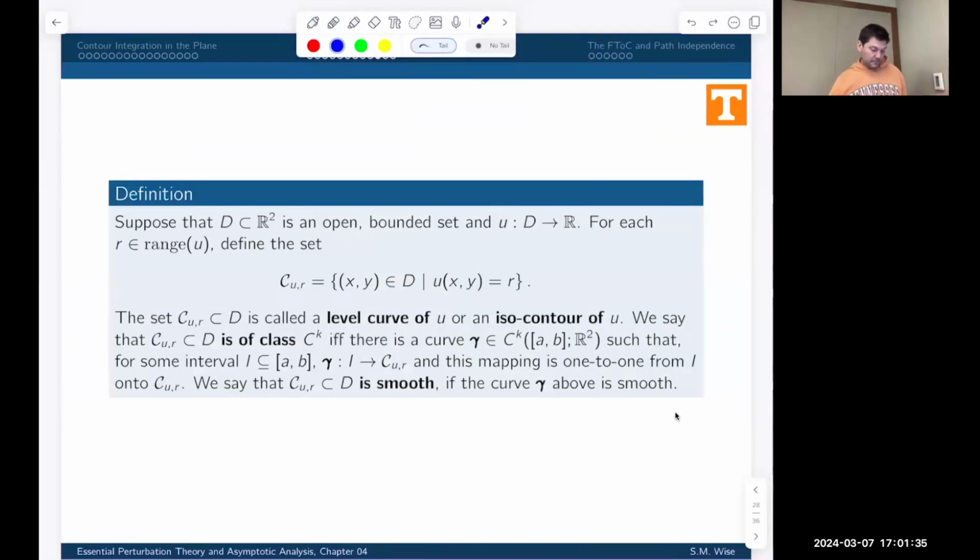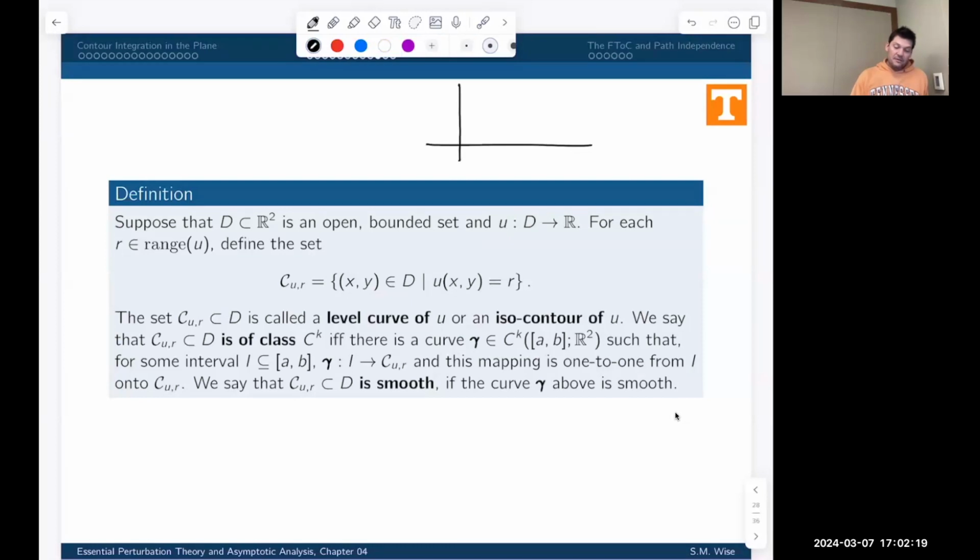All right. So I'm going to try not to use the word contour when I'm talking about level curves, but here's what I mean by a level curve. Suppose that D is an open bounded set and u is a function from D to R. So this is in R2. For each value r in the range, does everyone know what a range is? You've got a domain and a range for a function. The range is the possible values of the function. Then we're going to set C_r to be the set of points x and y in D such that u of x and y is equal to r. That's what's called an isocontour, or a level curve.